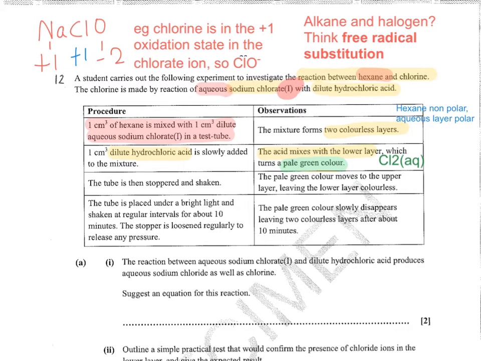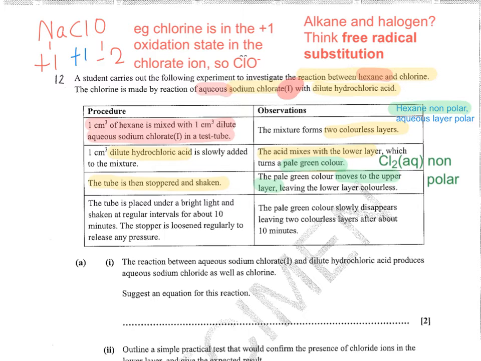So it then says that the tube is stoppered and shaken in an attempt to mix the two layers together, or at least to bring them into contact with each other. But what's interesting is the pale green colour then moves to the upper layer, leaving the lower layer colourless. So remember we said that hexane was non-polar. It must mean that the chlorine dissolves more easily in a non-polar solvent because it's a non-polar molecule.